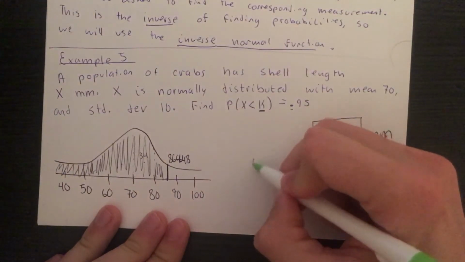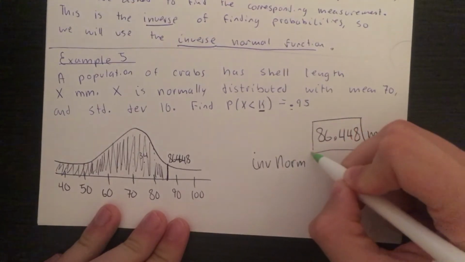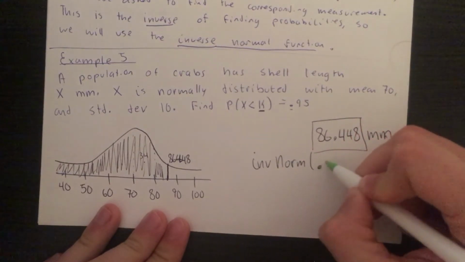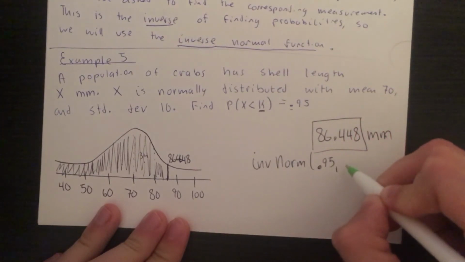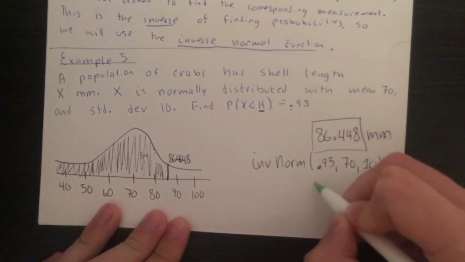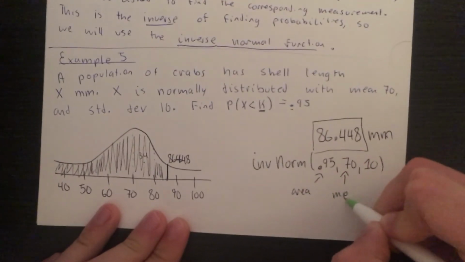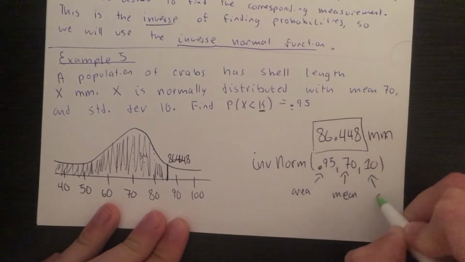Again, let me write down the function we used. It was the inverse normal distribution. The area we were trying to find was 0.95, with a mean of 70 and a standard deviation of 10.